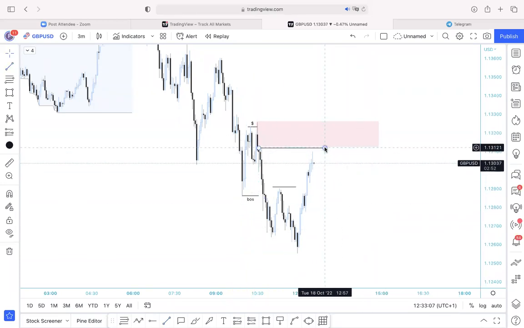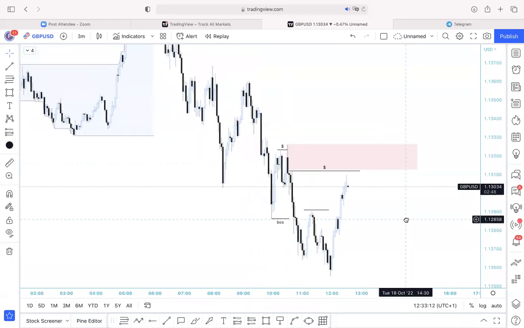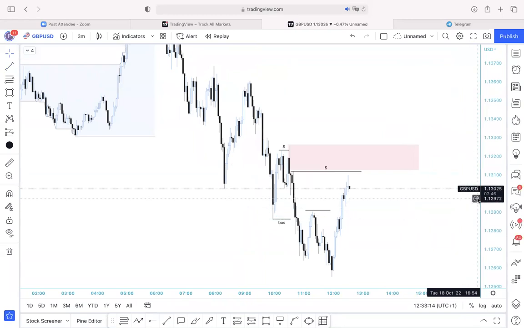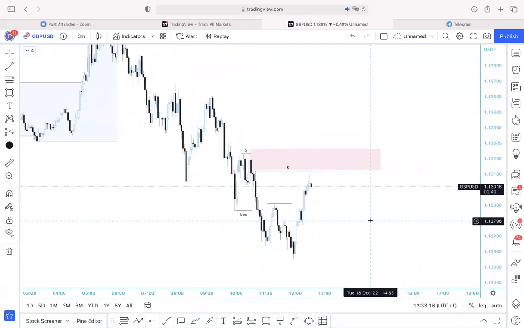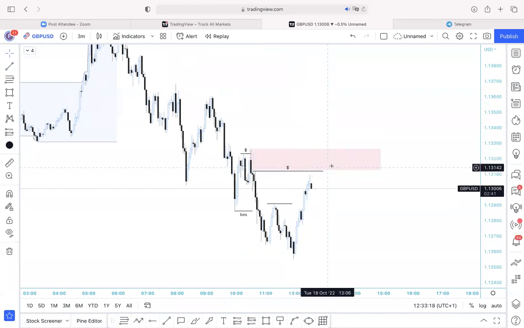So this can be our setup for GBPUSD. Let's take a look and let's see how it plays out. Now, 1 minute confirmation will really help in this scenario.